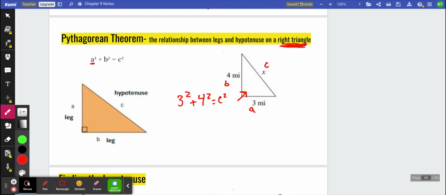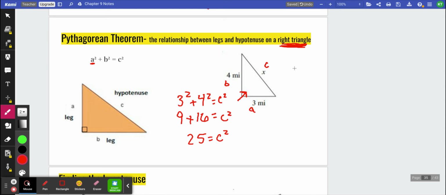If we think about order of operations, a typical mistake would be to say this is 7 squared, and that's not true. Order of operations says parentheses, none there, exponents next. So I have to do these exponents. 3 squared is 9, 4 squared is 16, equals c squared. So 9 plus 16 gives me 25 equals c squared. Now, this side length is not 25. And really, we know that it has to be less than 7.